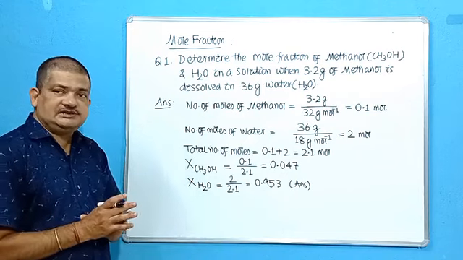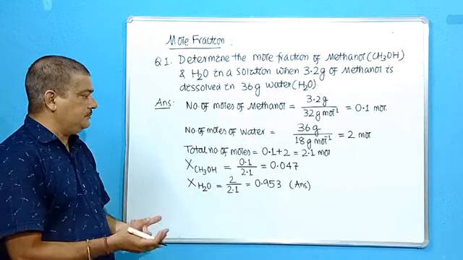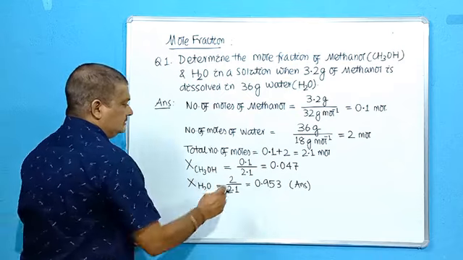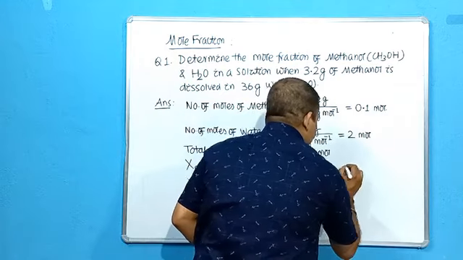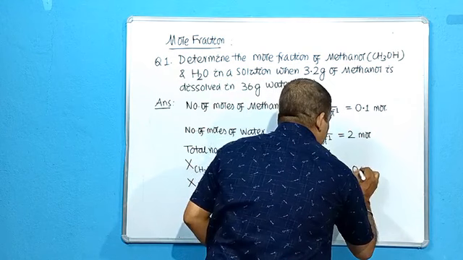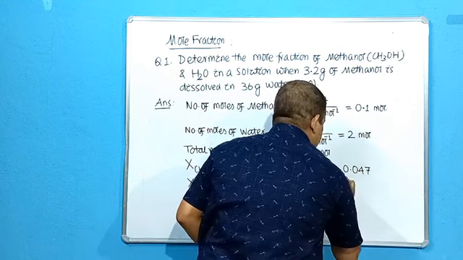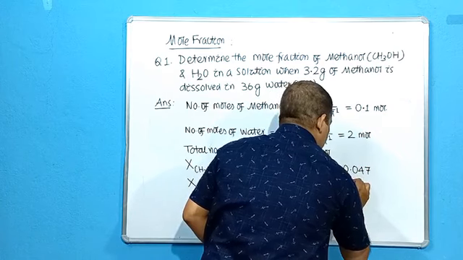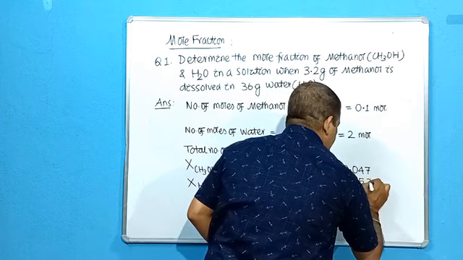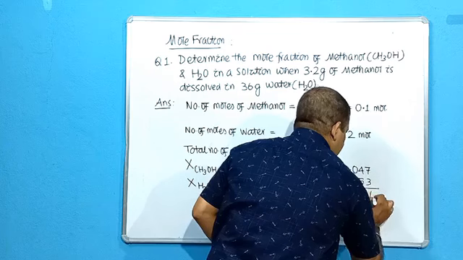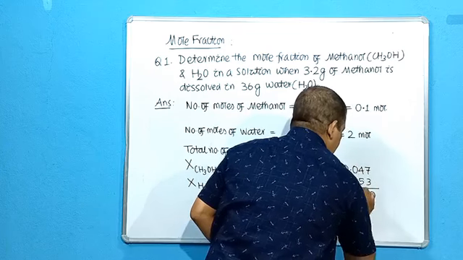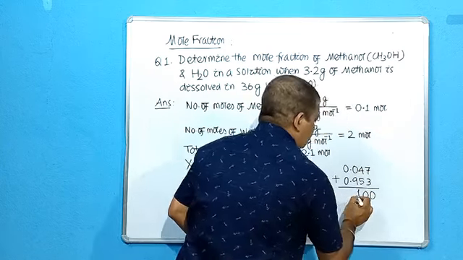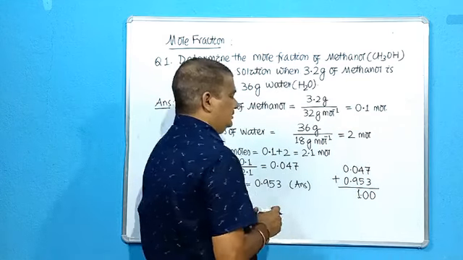So I told you, you have to cross check it. How can you cross check it? You have to add the two mole fractions. So we add the two mole fractions. Let us add 0.047 plus 0.953, that is 1.0. So it is 1.